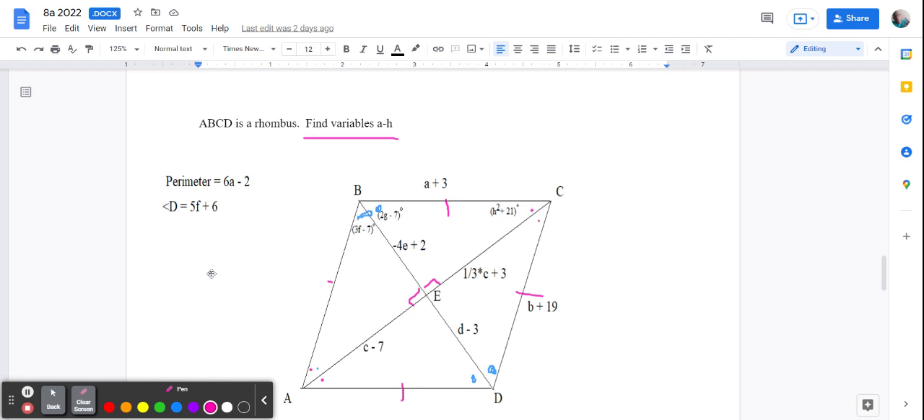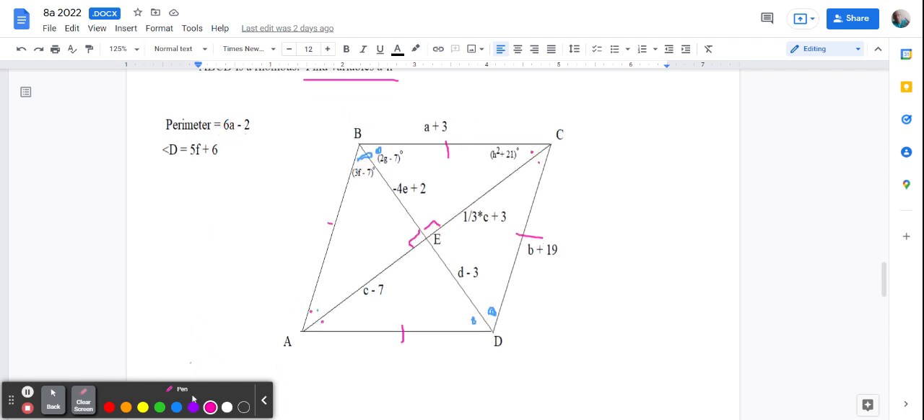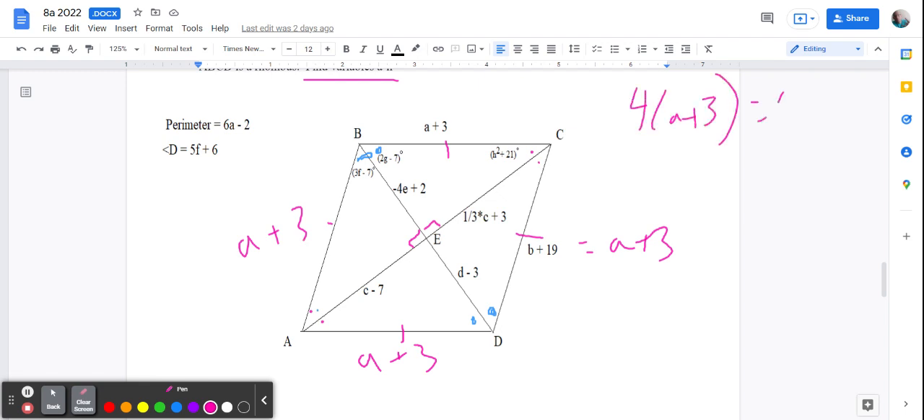All right. So the perimeter is 6a minus 2. Now, if we know all the sides are equal, we can make all the sides equal to a plus 3, because it's a rhombus. So we know that the perimeter is 6a minus 2. So 4 of the a plus 3's equal to 6a minus 2. That gets you your a. Plug it in there to solve for b. We should be good there.